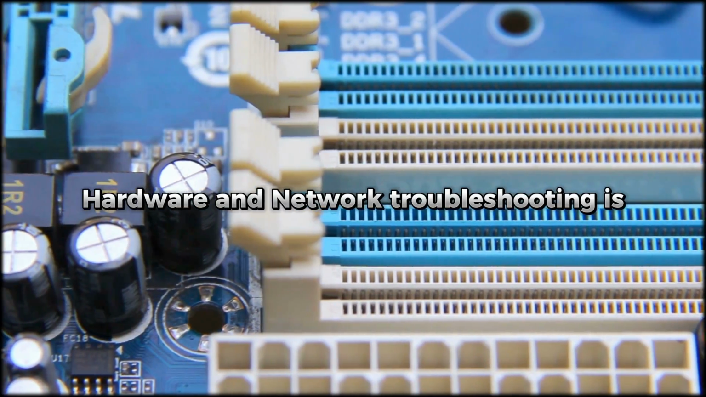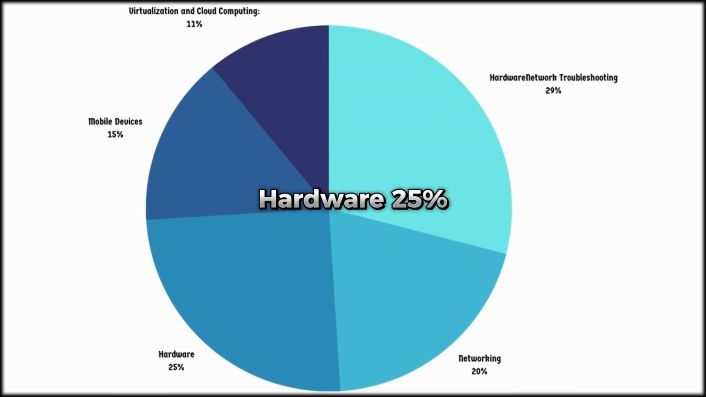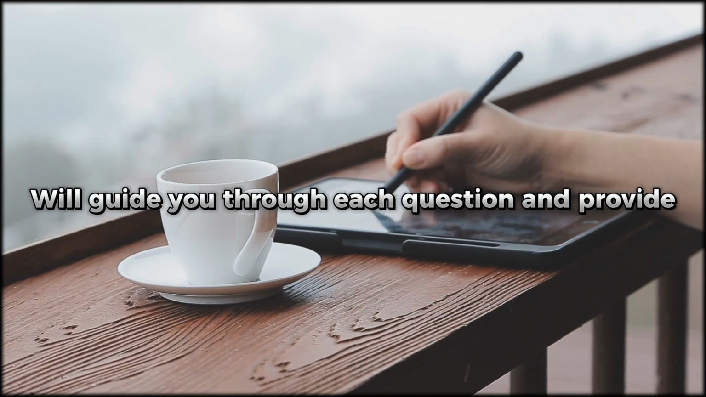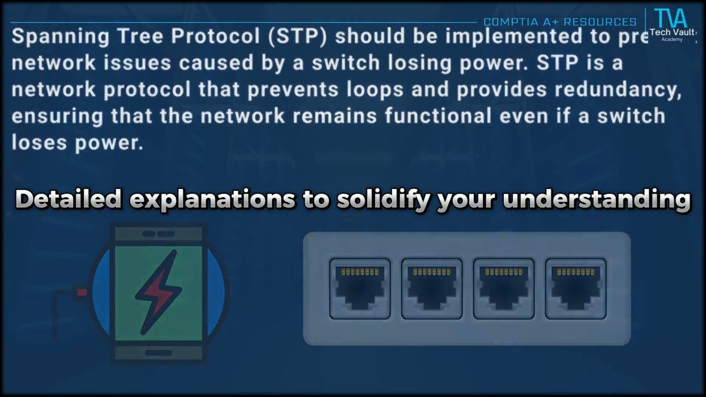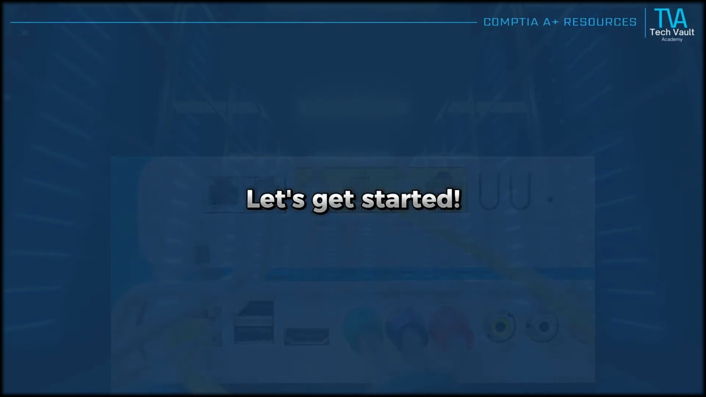Hardware and network troubleshooting is the largest domain at 29%, with networking at 20%, hardware at 25%, mobile devices at 15%, and virtualization and cloud computing at 11%. We'll guide you through each question and provide detailed explanations to solidify your understanding. Let's get started.